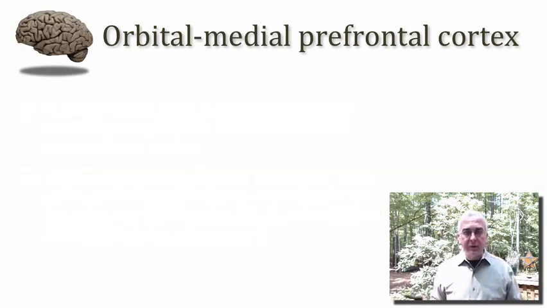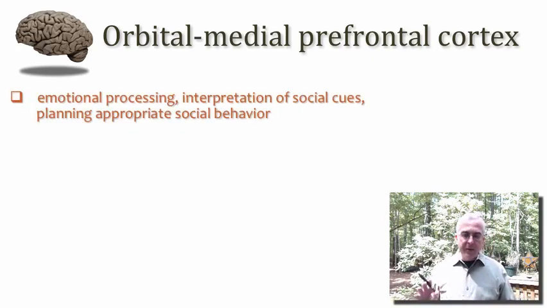So just in a little bit more detail now, the orbital medial prefrontal cortex is involved in emotional processing, and it does so in a way that allows our emotions to provide a source of input that will help us to interpret social cues. And as a consequence, it will assist us in planning appropriate behavioral responses as we engage in social interactions.